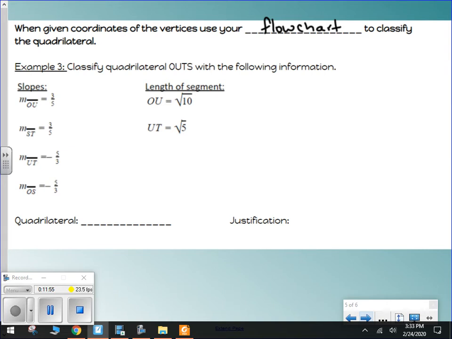I always like drawing a sketch, and I make it look like a parallelogram because I'm not really sure what it's supposed to look like. Just make sure right here that you're going in order as you go around the quadrilateral. You've got to go in a clockwise motion and don't skip any vertices when you label it. If you do, then you're going to probably get a wrong answer.